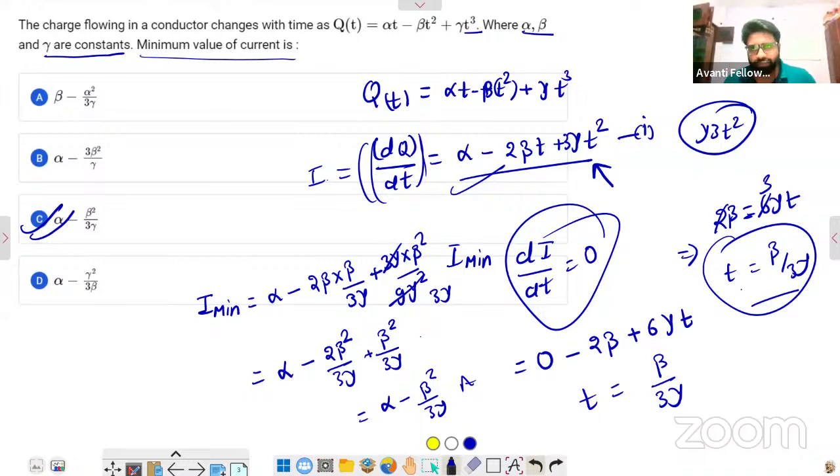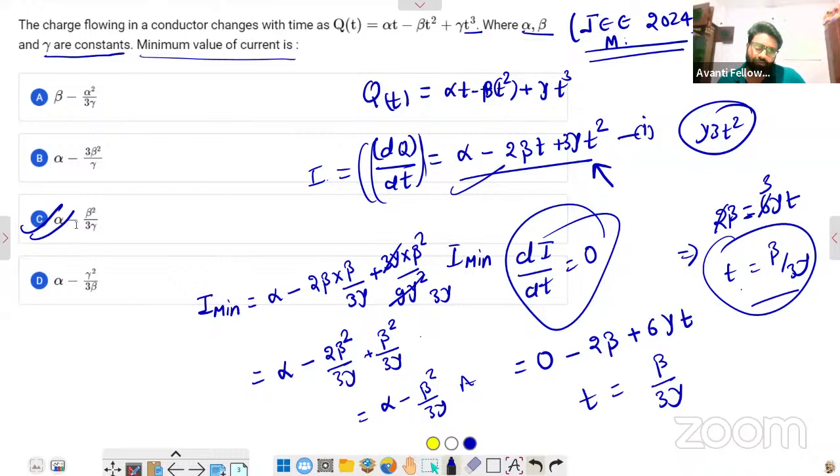It's a very simple question and it's from JEE 2024. So whatever we are teaching you here is directly related to your competitive exam.